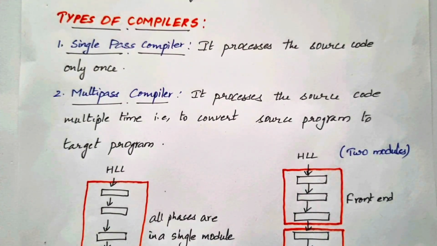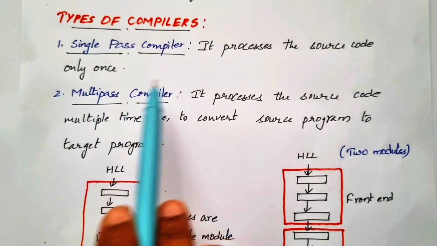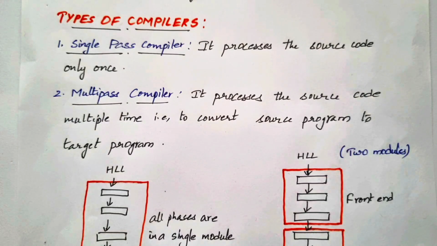Types of compilers. There are two types of compilers: single pass compiler and multi-pass compiler. Single pass compiler is a compiler which processes the source code only once. This means the compiler reads the program from beginning to end in a single pass and directly generates the target code. Coming to multi-pass compiler, it processes the source code multiple times. That is, it converts the source program into target program.